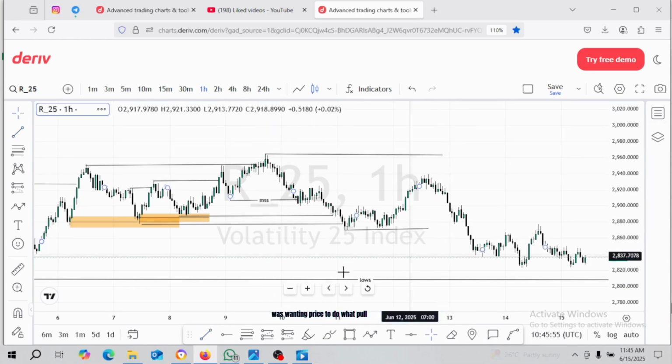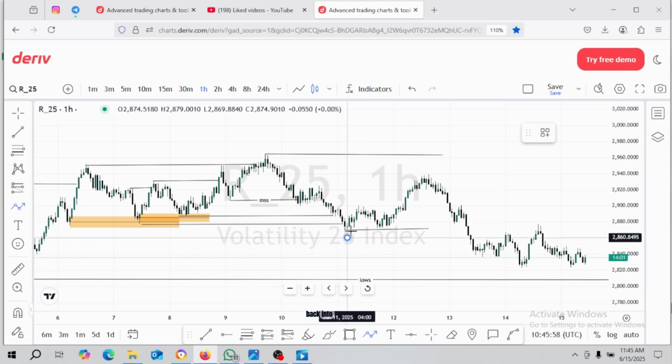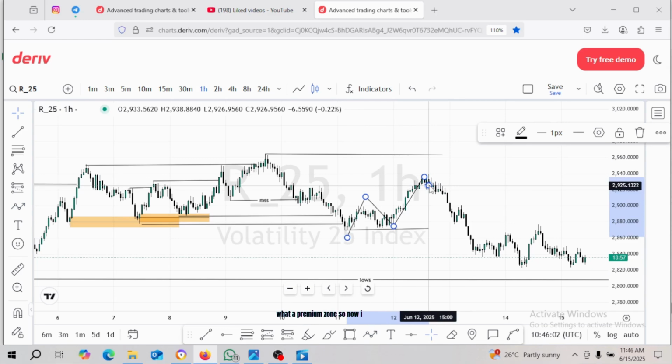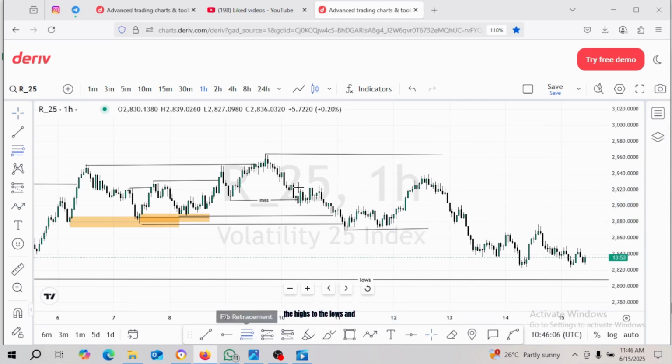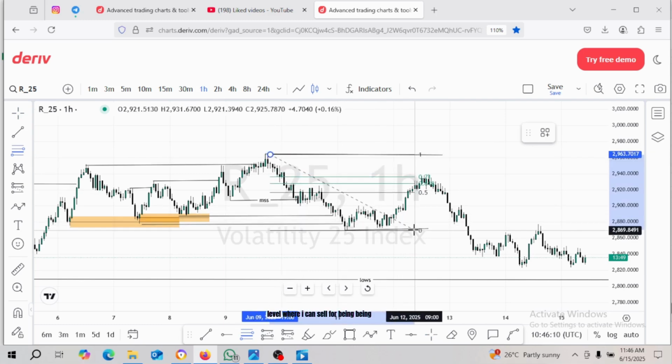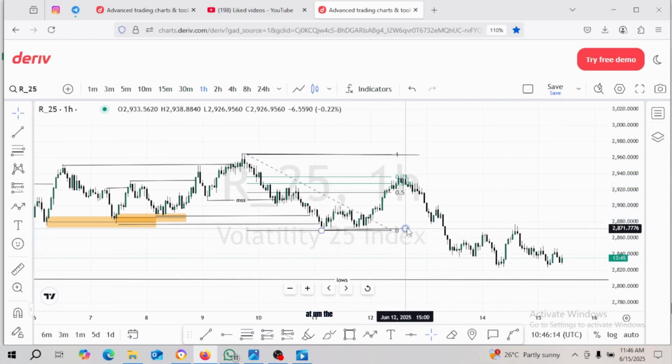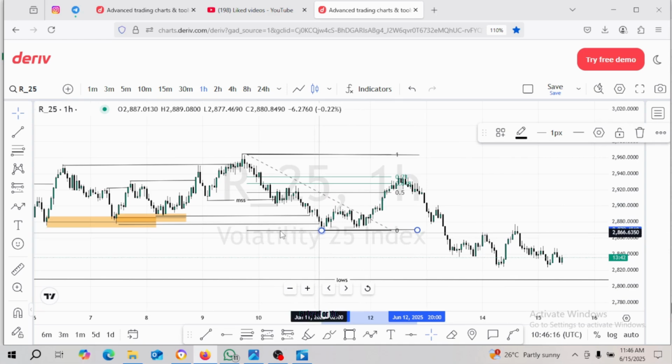I was wanting price to do what? Pull back into what? A premium zone. So now I took my fib from the highs to the lows, and I was wanting price to come into a premium level where I can sell from, being at the 61 level or the 71 level.